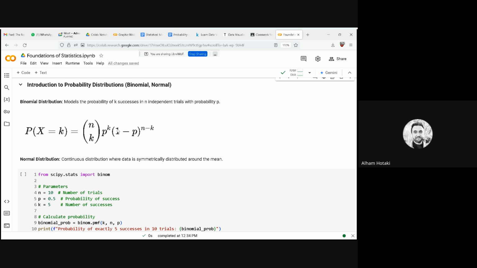So now the question is, there are different types of distributions within probability. One is called binomial distribution, which is a type of discrete distribution, and normal distribution is a type of continuous distribution in probability. A binomial distribution models the probability of k successes in n independent trials with probability of p. Independent, now you understand what independent events and what dependent events are.